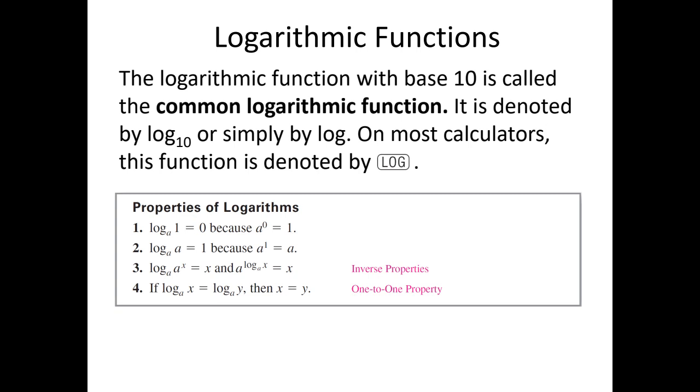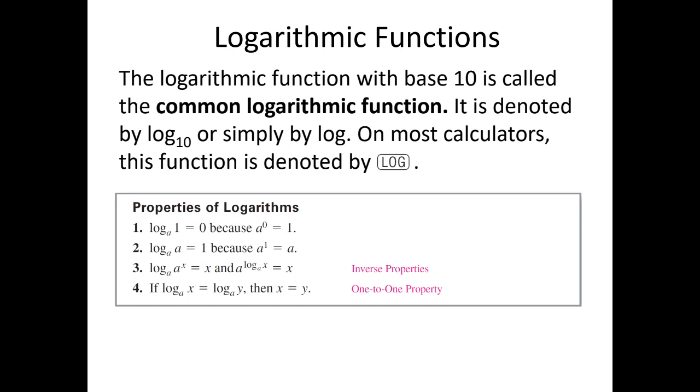And then the last one we've seen in exponents, but it's the same as logs, the one-to-one property. The one-to-one property says that for these two logs to be equal to each other, they have to have the same base and they have to have the same input value.